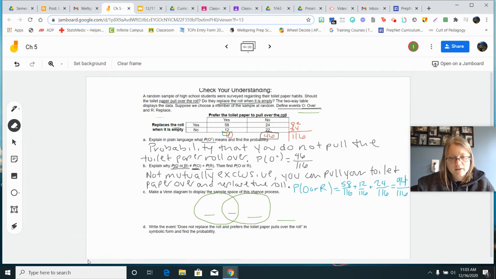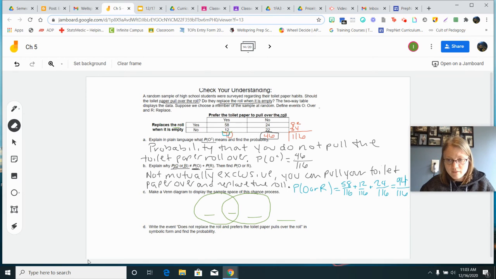Okay, let's take a peek at part C, making a Venn diagram from a two-way table. So you can represent any of these processes usually in two ways. For our events, we know they're not mutually exclusive because I can roll the toilet paper over and I can replace the toilet paper roll. Those are things that can happen at the same time. You can be a person that fits into both of those camps.